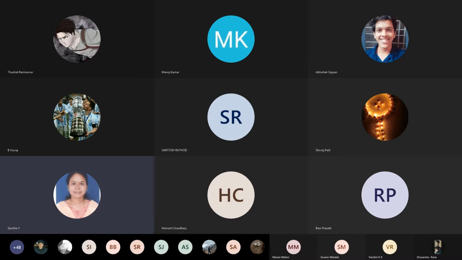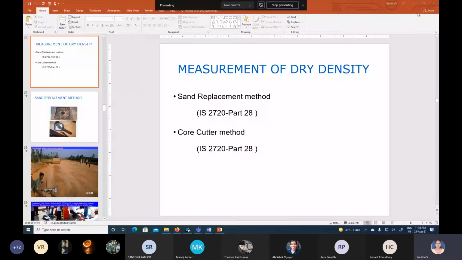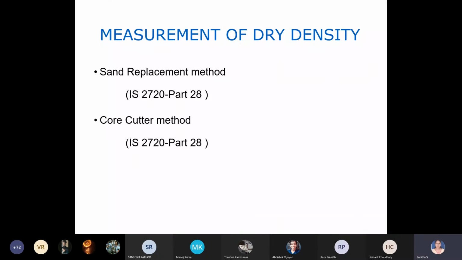Why so many absentees? Should I wait for some time, or will they be joining? Is the slide visible? Yes, ma'am.